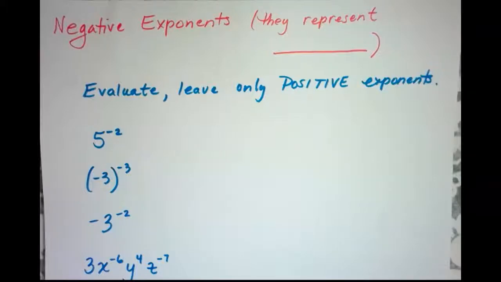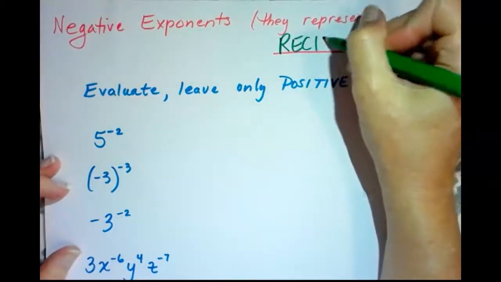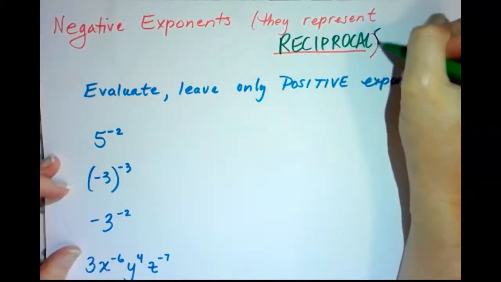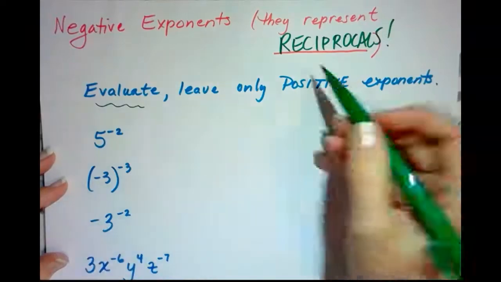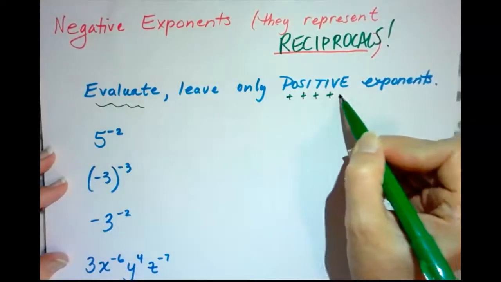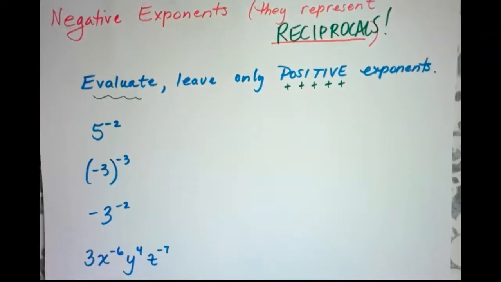So a quick little reminder video about negative exponents, even though I touched on it in the last video regarding properties of exponents. Negative exponents represent reciprocals, not negative numbers, but reciprocals or fractions. And pretty much anytime that we're going to evaluate, we only want to leave positive exponents. Basically, the only time you're ever going to leave a negative exponent is if you're dealing with scientific notation, which we'll see in our next video.